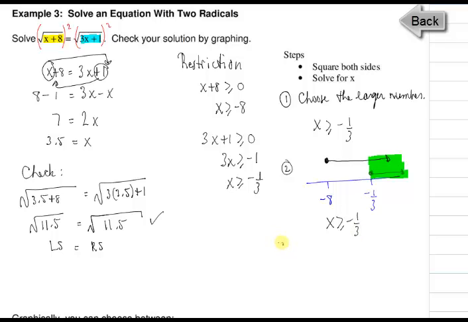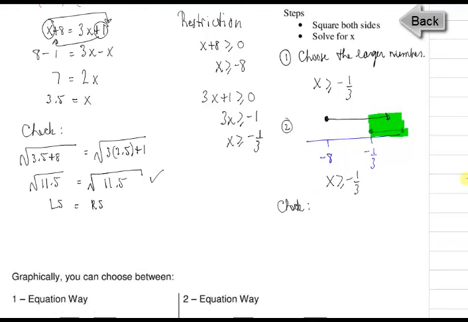Now, we can check that this is true. What I'm going to show you is not that negative 1/3 works for both of them. I'm going to show you that negative 8 doesn't work for both of them, so we can't choose that one. So what we want to do is take our negative 8 and plug it back into both of our radicals. The first one being x plus 8. So plug the negative 8 in for x, and you get the square root of 0. Now that works, because you can take the square root of 0. The square root of 0 is 0. Let's plug it into our second radical, which was 3x plus 1. So plug in negative 8 for x.